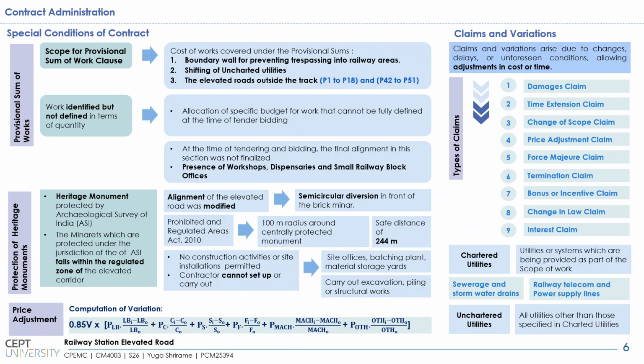This clause was put into picture specifically because there was a presence of workshops, dispensaries and small railway blocks around P1 to P18 and P42 to P51, and there was no foolproof plan on what to do about these utilities, and the alignment in this section was also not finalized at that stage. So to take care of all of this, a special condition of provisional sum of works was included, under which a dedicated budget was allotted.